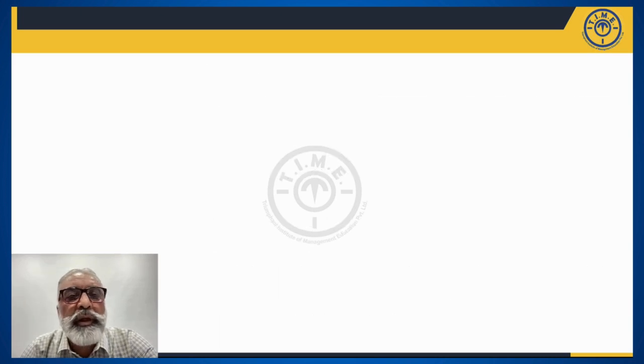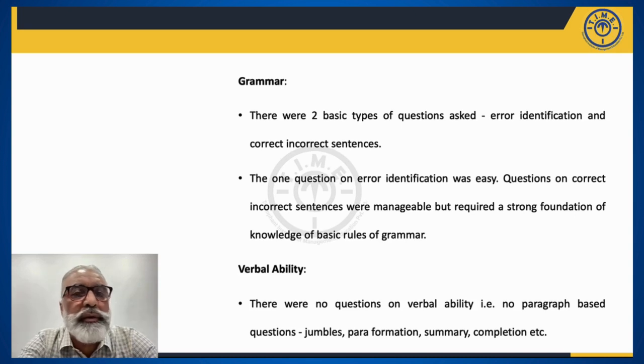The last category, as far as today's slot is concerned, is grammar. There were 2 basic types of questions asked: error identification and correct incorrect sentences. Typically in error identification, you are given a sentence broken into segments with no options to follow. You are meant to pick one segment where you believe the error lies. These ones were easy to manage. This particular question type on error identification was easy. But when it comes to questions on correct and incorrect sentences, they were manageable.